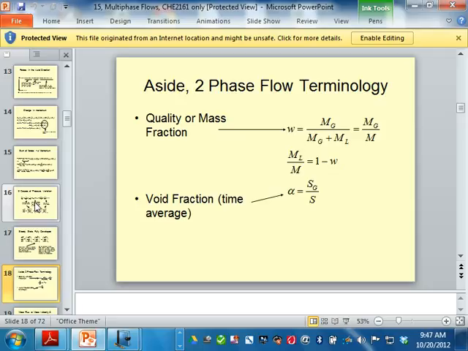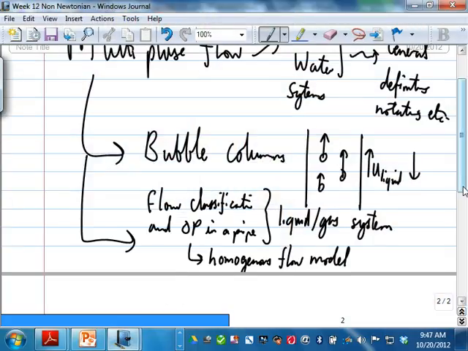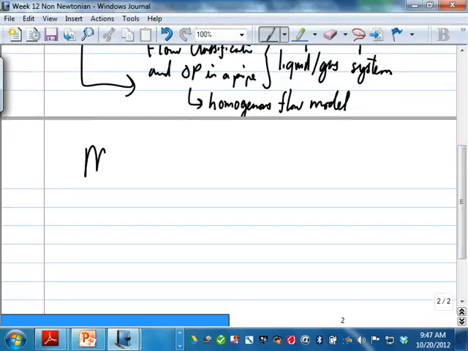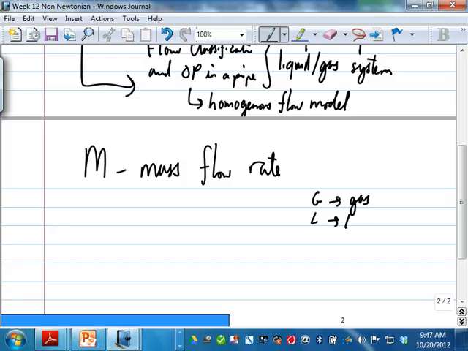Capital M is mass flow rate. Alright, so capital M, mass flow rate. The subscript G and L normally imply the gas and the liquid. So Mg is mass flow rate of gas, Ml is mass flow rate of liquid.